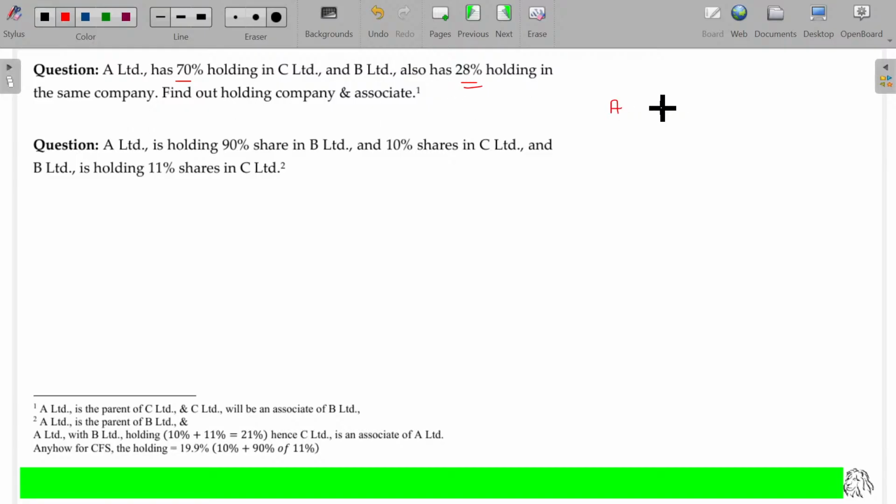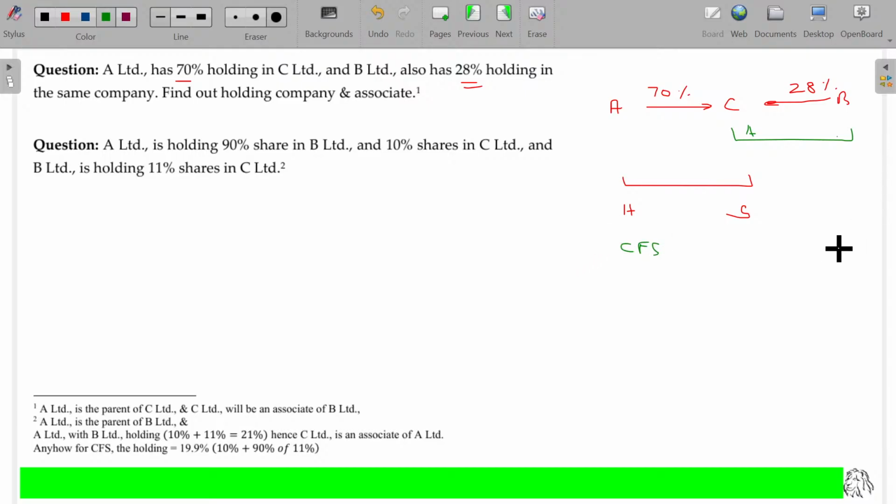A, C, 70%. B holds 28%. So between these two, what happens? A being the holding company, C being the subsidiary company. Between C and B, C is the associate for B. A has to prepare CFS.